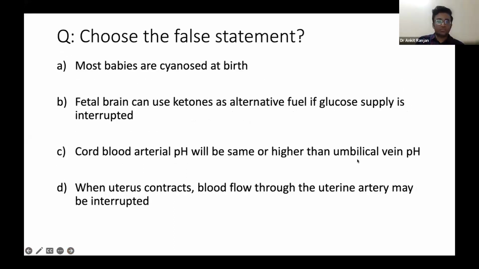It's a short MCQ. You have to choose the false statement. The first option: most babies are cyanosed at birth. The second option: the fetal brain can use ketones as an alternative fuel if glucose supply is interrupted. The third option: cord blood arterial pH will be the same or higher than the umbilical vein pH. And the fourth option: when the uterus contracts, blood flow through the uterine artery may be interrupted. So which among these is false?